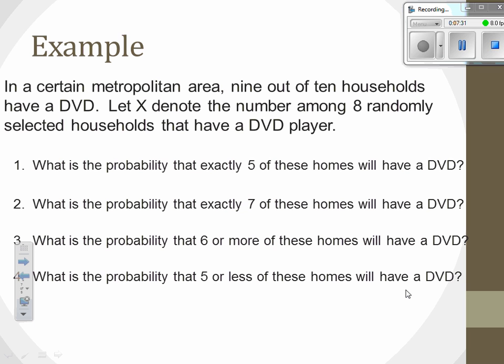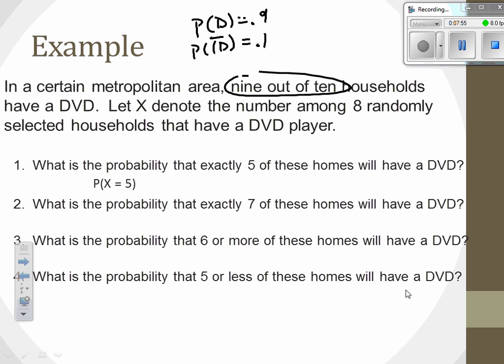So let's say in this situation, 9 out of 10 households, so 90%, have a DVD player. In other words, the probability they have a DVD player is 90%, which means the probability they don't have a DVD player is 10%. Among 8 randomly selected households, what is the probability that 5 of those will have a DVD? So in other words, probability x equals 5. This is a binomial setting, so we're going to use binomial PDF because it's a particular value.